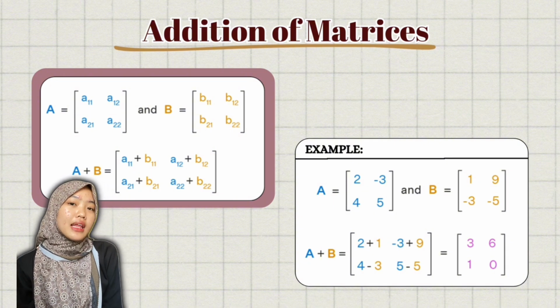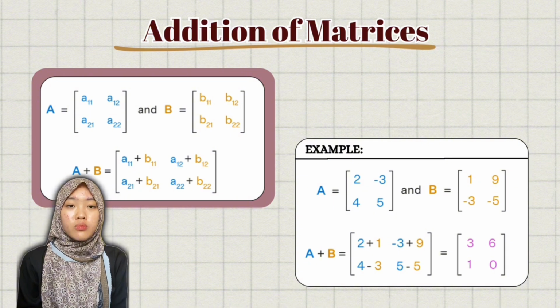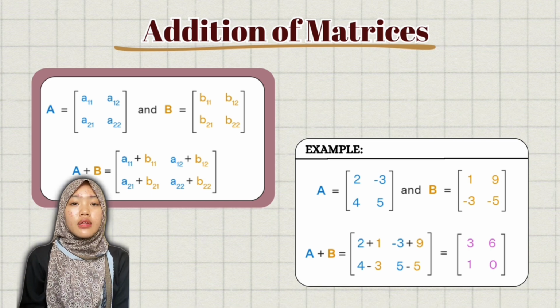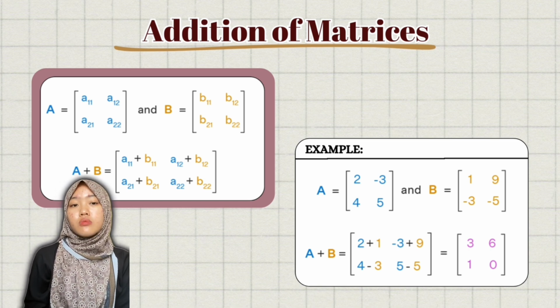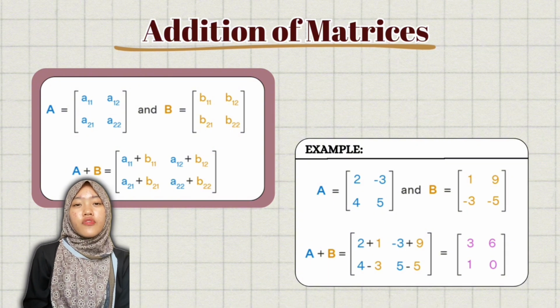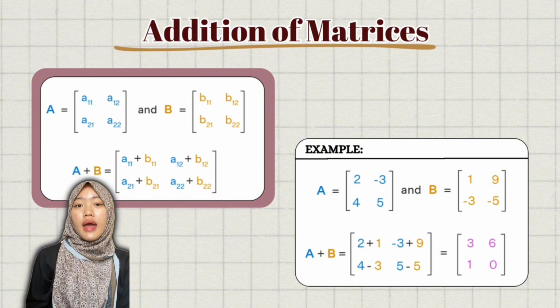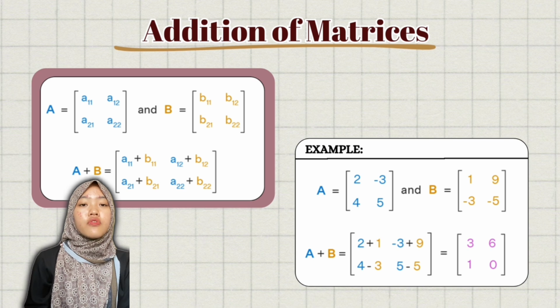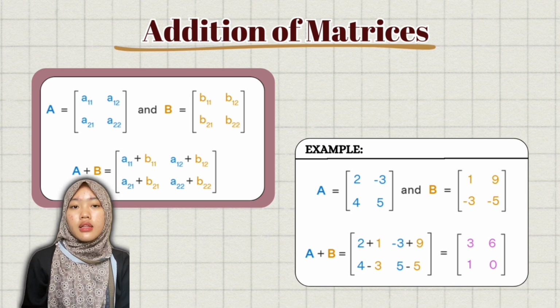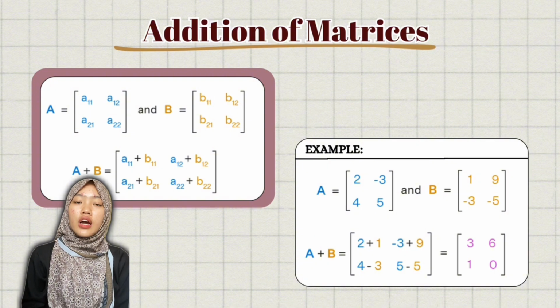Okay, so for the elements in the first row and first column, 2 plus 4 will be equal to 6. For the element in the first row and the second column, negative 3 plus 9 will equal 6. For the element in the second row and first column, 4 plus negative 3 is equal to 1. And last but not least, for the element in the second row and the second column, 5 plus negative 5 will equal 0.